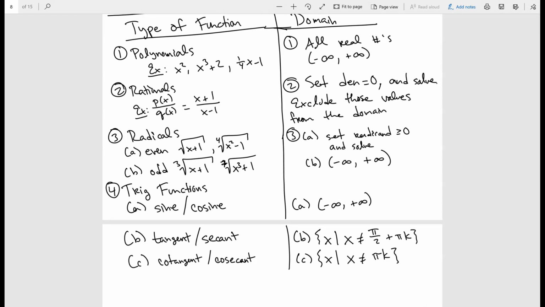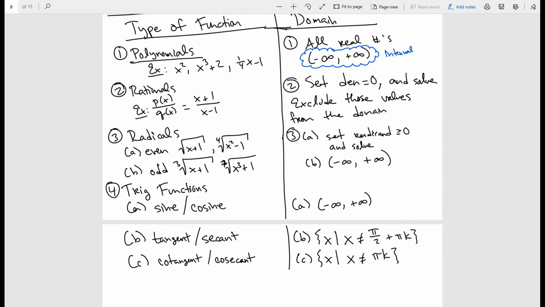So you've seen polynomials. A good example of those are like x squared, x to the power of 3, linear equations like 1/4 x minus 1. Those are really easy because the domain, which is now on the right hand side, is all real numbers. And the way that we write all real numbers is from negative infinity to positive infinity. This is what we call interval notation.